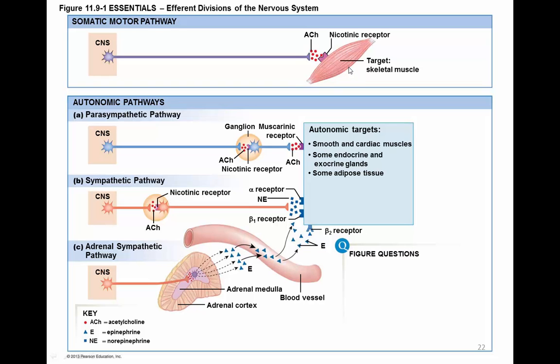You've seen acetylcholine used before in the parasympathetic system. It is the communication chemical at the synapses of the ganglion as well as at the target organs, which can be smooth and cardiac muscle and some glands. In the sympathetic system, it is only at the ganglion. It is also the molecule of communication within the adrenal medulla of the adrenal gland.